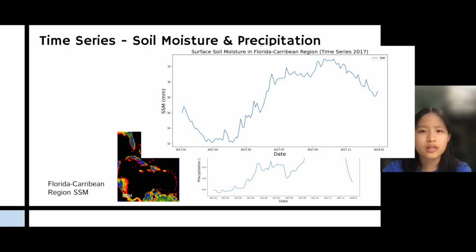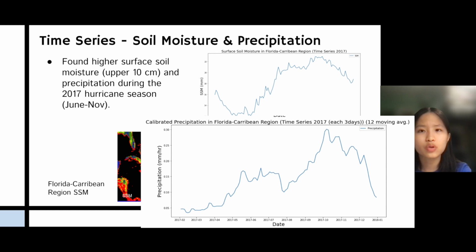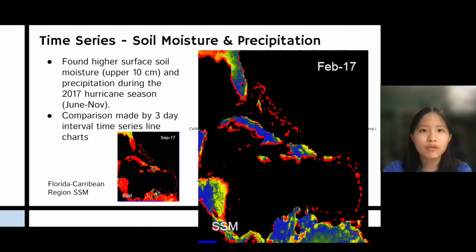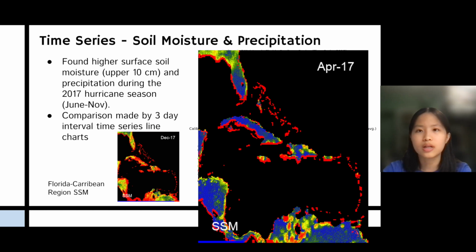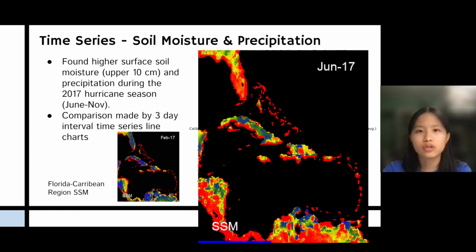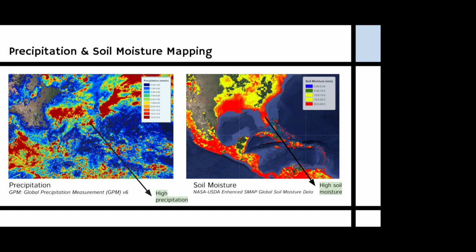So after conducting a time series analysis of surface soil moisture and precipitation, we found a general soil moisture and precipitation peak in the fall hurricane season, which means flooding from hurricanes during that time is more likely to happen due to the generally higher concentrations of moisture in water.